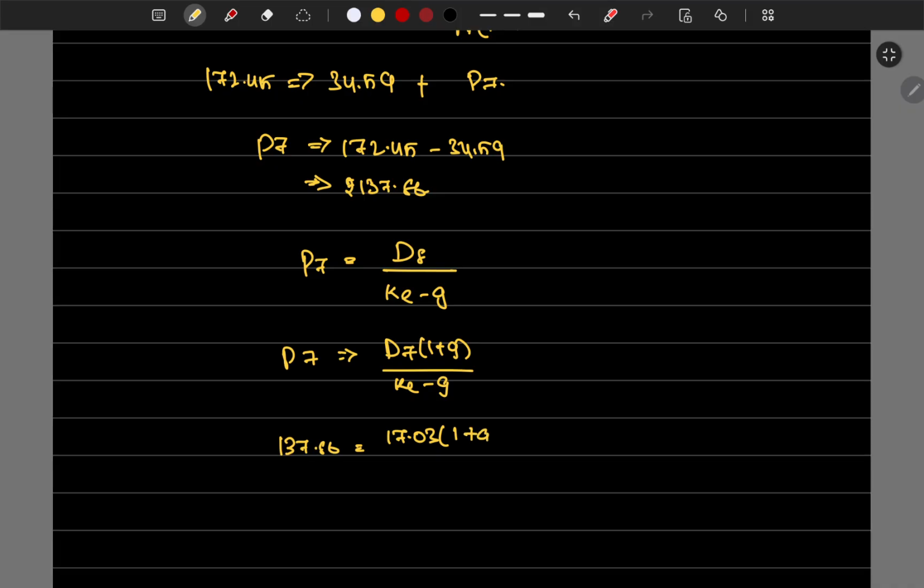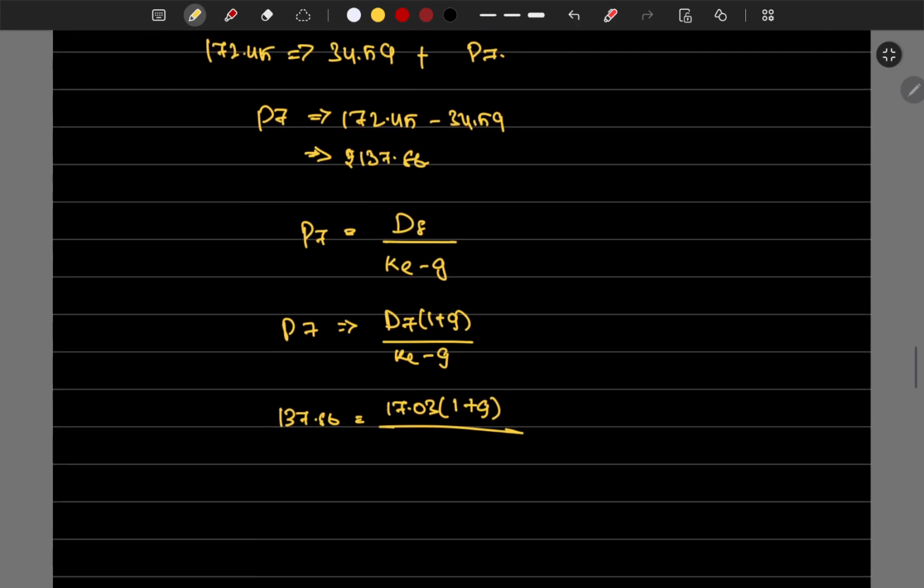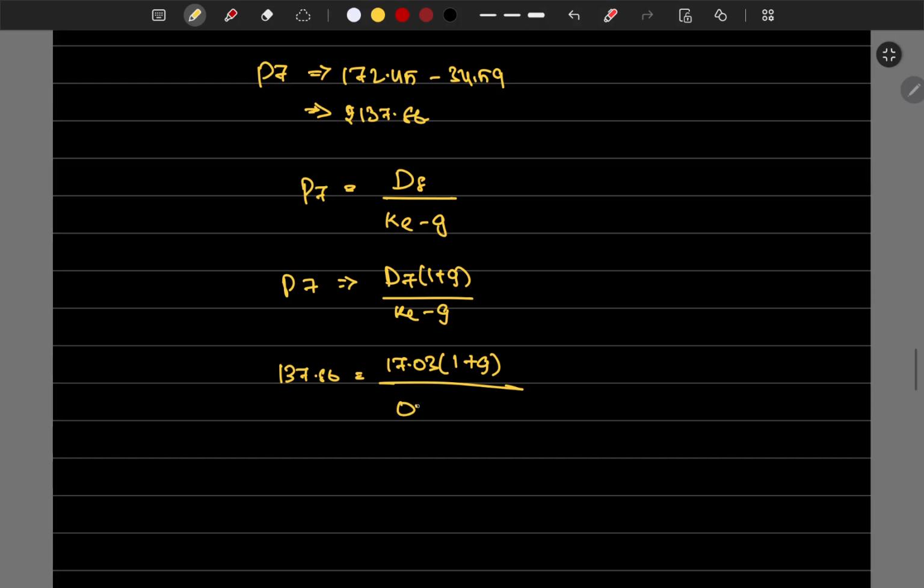One plus g ke, where ke is k, given in the question, which is 20%, 0.2, into 0.2, which is 27.57 minus 137.86 g is equal to 17.03 plus 17.03 g. Okay, so let's take this here.